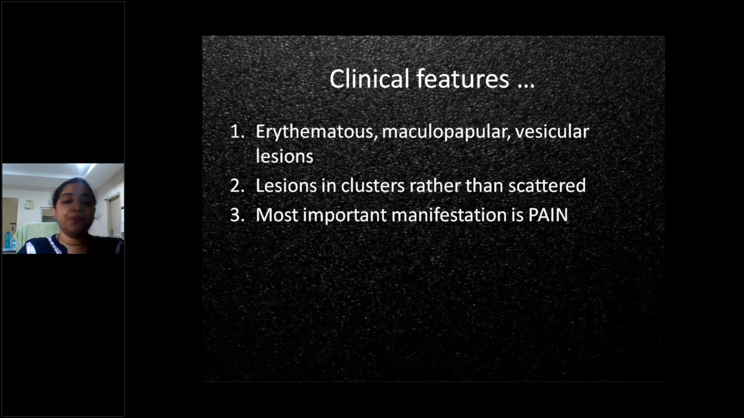Clinical features. What are the clinical features? Erythematous, maculopapular, vesicular lesions. And lesions in clusters rather than scattered. Most important manifestation of shingles is pain.